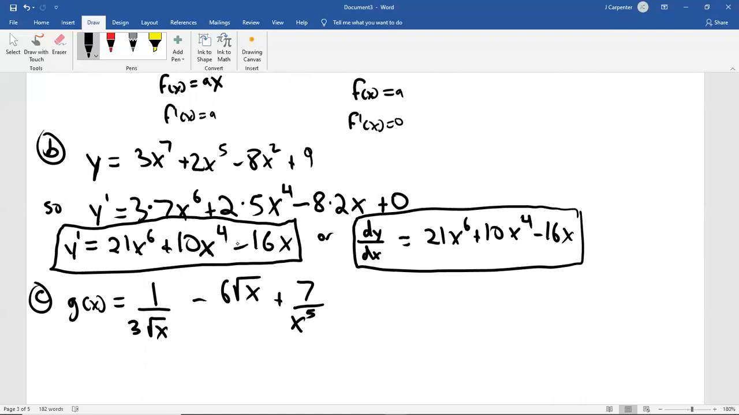Muhahaha. So this is a pretty weird function. It's got a term with a square root in the bottom, it's got a term with a square root in the top, and it's got an x in the bottom with a power.